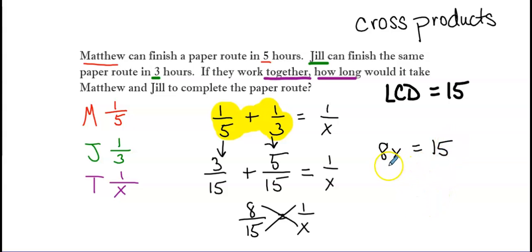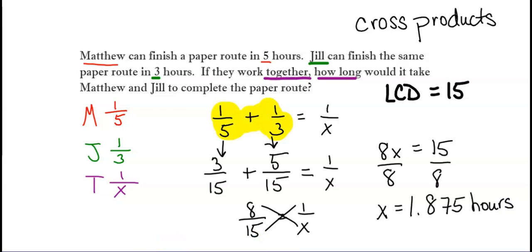So 8x equals 15. Divide by 8, and let me grab my calculator because I don't know what this decimal number is going to be. That's going to be 1.875. X equals 1.875. And this was hours.